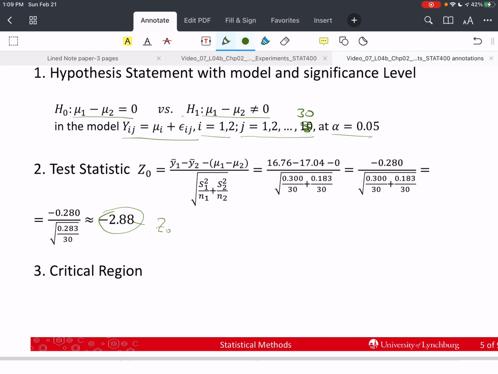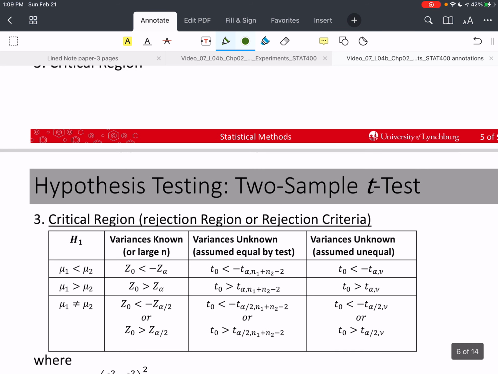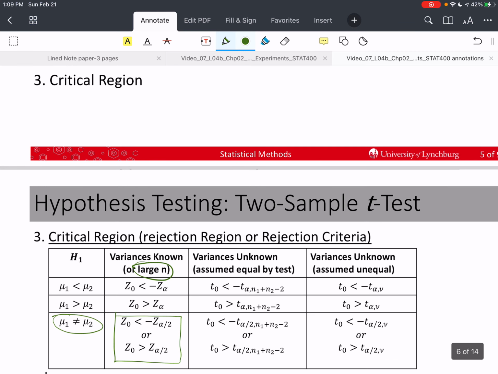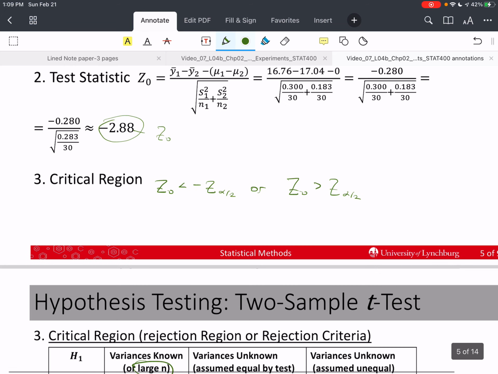We need the critical region, so that is in the table that I've provided. We have a not equal to. We have large N, so N is greater than or equal to 30, and so we can use this statement as our critical region or rejection criteria. So we need to write the whole statement every time. Z0 less than negative Z sub alpha over 2, or Z0 is greater than Z sub alpha over 2. Alpha over 2 is 0.025 for our case, and in most cases in this book we will do that, but you need to know it may change in some cases. All right, so Z of 0.025 is what we're looking for.